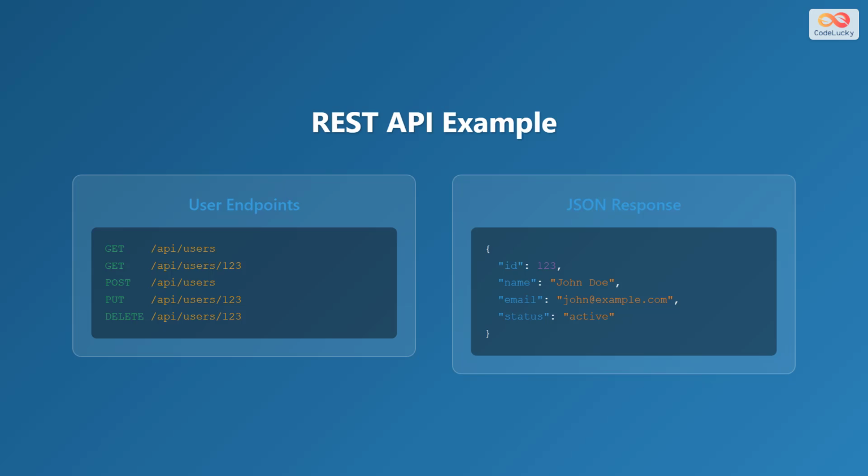POST /api/users. To update an existing user with an ID of 123, you would use PUT /api/users/123. To delete the user with an ID of 123, you would use DELETE /api/users/123. Here's an example JavaScript object notation, or JSON response for a user, showing the ID, name, email, and status as active.